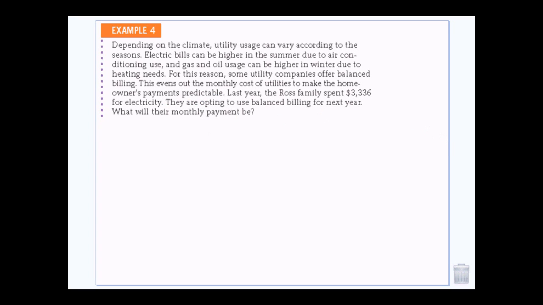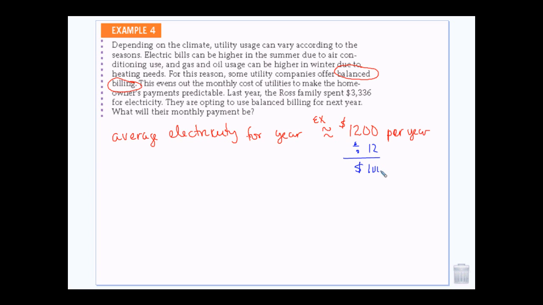So there's something called balance billing. Here's how that works. They take your average electricity for the year. Let's say, just as an example, we'll make it easy, you normally spend $1,200 per year. Then the electricity company would divide that by 12, and they would charge you $100 a month. Maybe one month you're actually using $80 of electricity, but another month you're using $120. And so it balances. It's called balance billing.